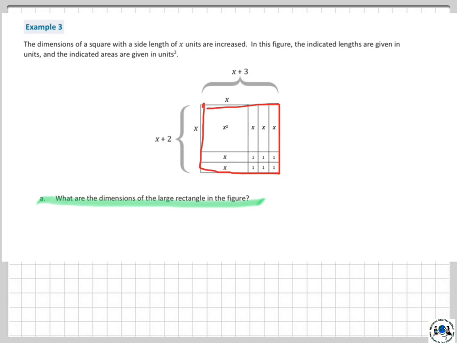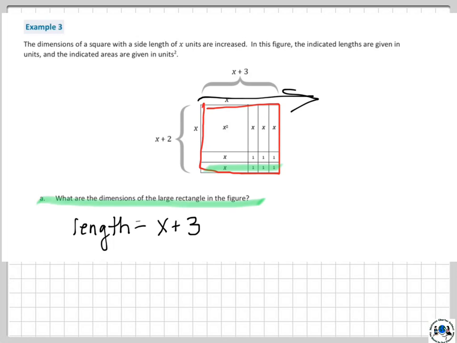Now again, part A asks, what are the dimensions of the large rectangle in the figure? And again, use your variables as needed. So the dimensions would be the length, and we've been talking about horizontal being our length, and vertical being our width. So far in this, we'll just keep that the same. But the length would equal x plus 3, and you can see that right there.